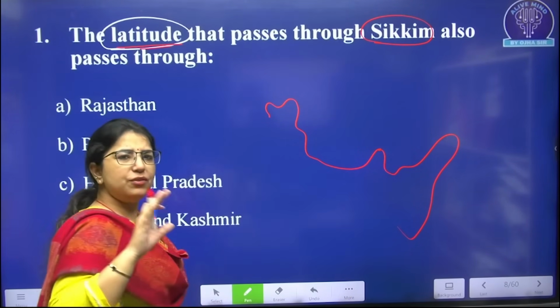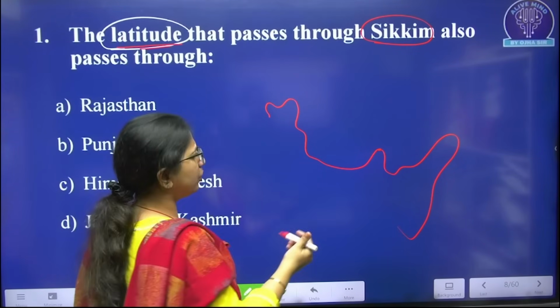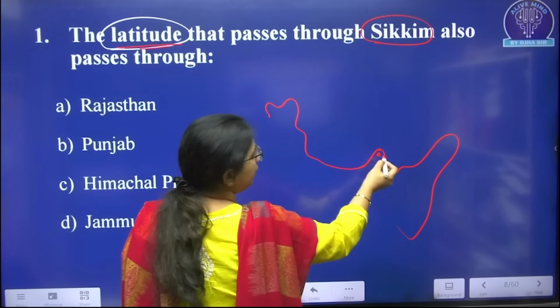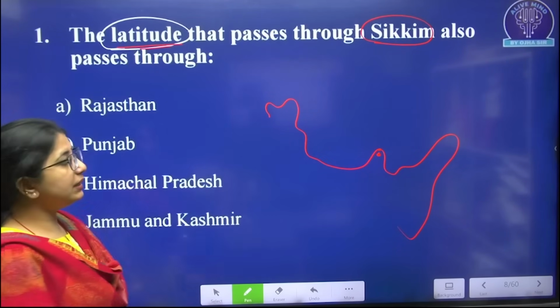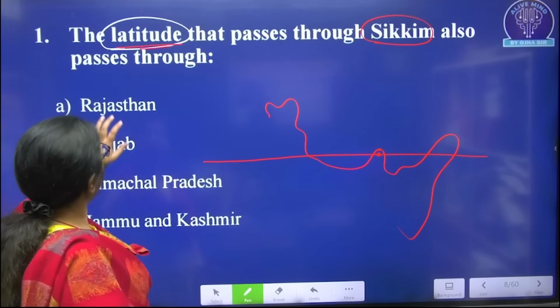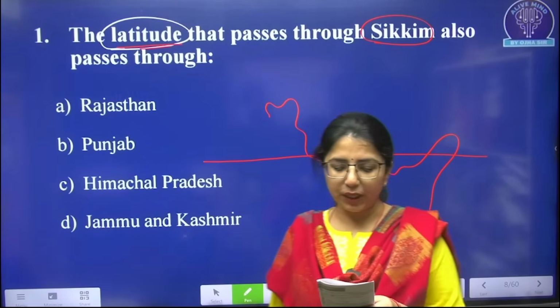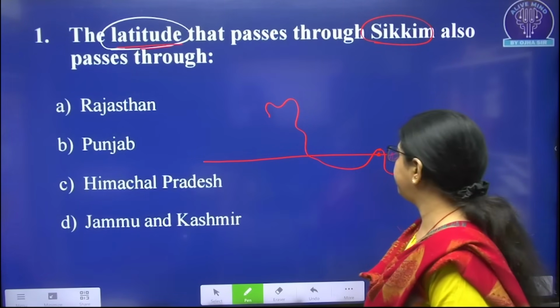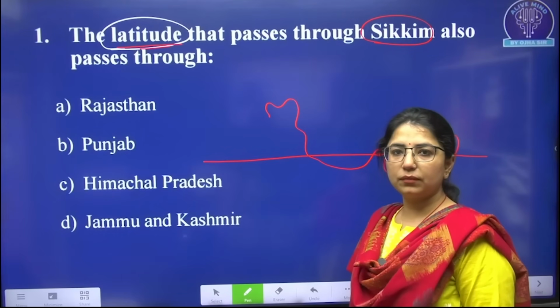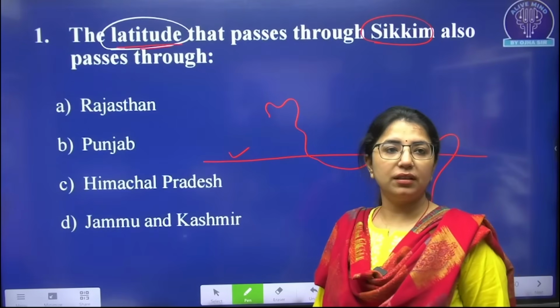You just have to have the basic knowledge of how they are asking the questions. If a latitude passes through Sikkim, that means this. It will pass through which states? The options they have given are Rajasthan, Punjab, Himachal Pradesh or Jammu and Kashmir. The answer is Rajasthan.